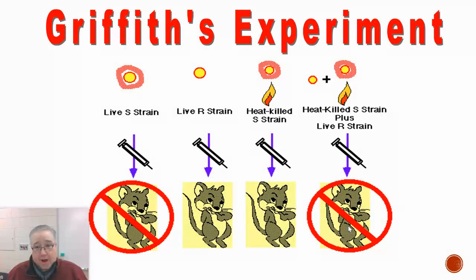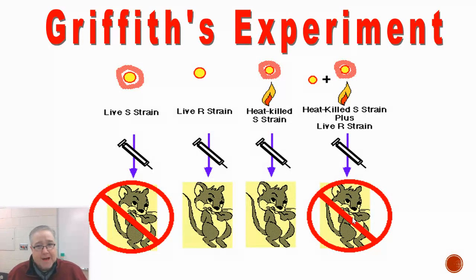Now, the fourth trial was the one that was kind of interesting. In the fourth trial, he combined two things. He took the heat-killed S strain, that normally doesn't kill the mice. That's trial 3. And he added to it the live R strain. Now, the R strain doesn't kill the mice either. So when he injected those two things, the mouse died.